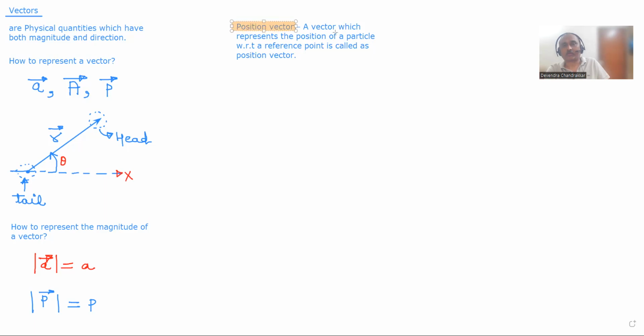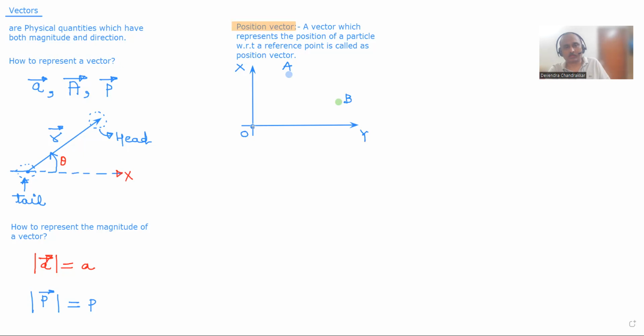This is what a position vector is. I'll show you how we write it. So this is the XY plane, and this is the origin of it, right? We want to write the position of this point A and this point B with respect to the origin, of course. So this is point A, this is point B, this is origin O.